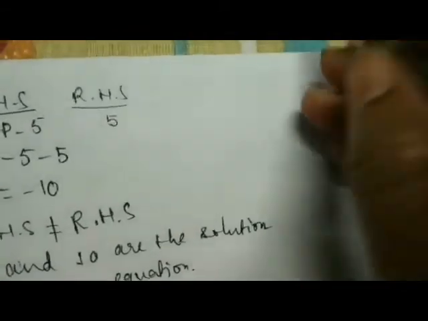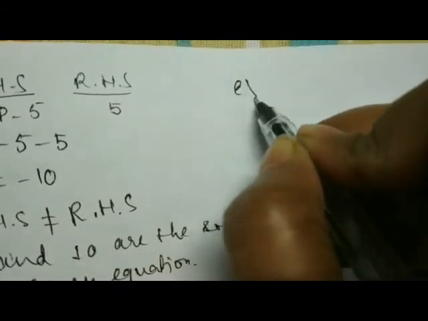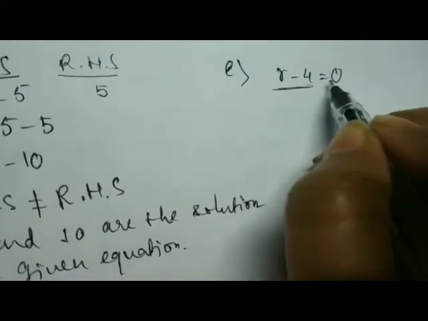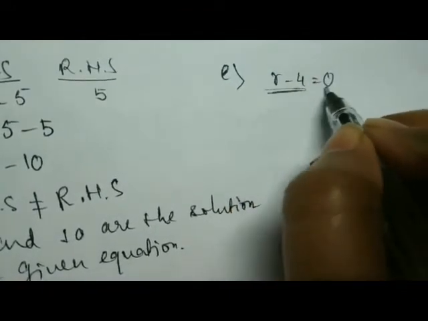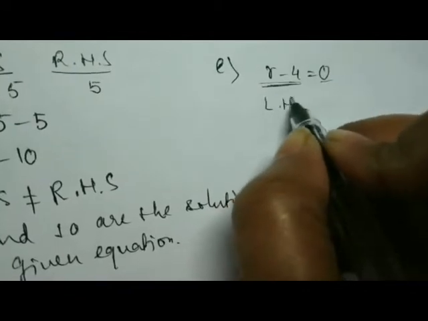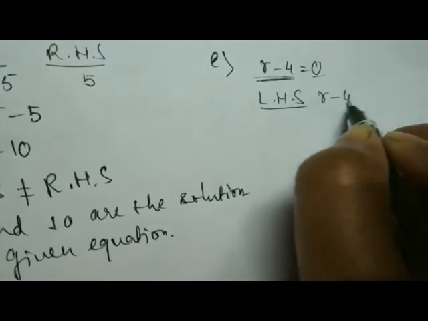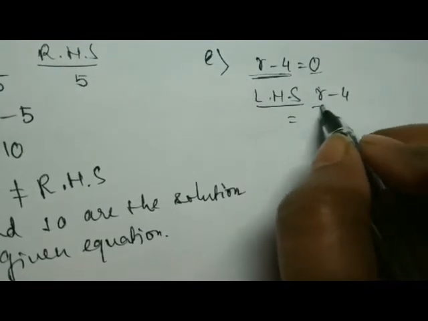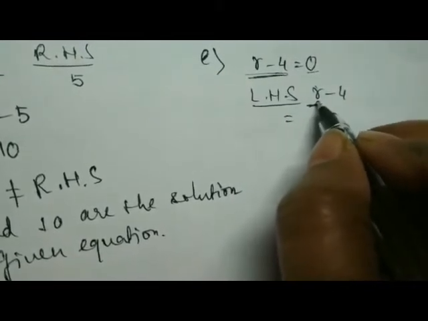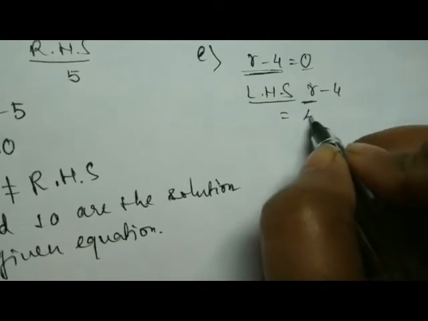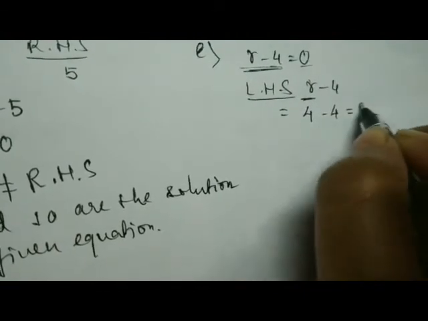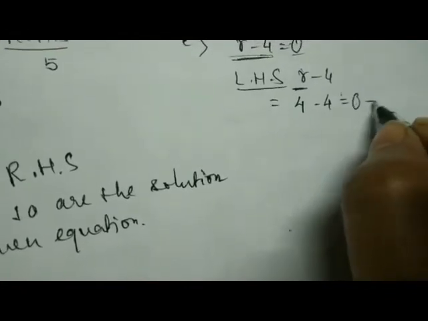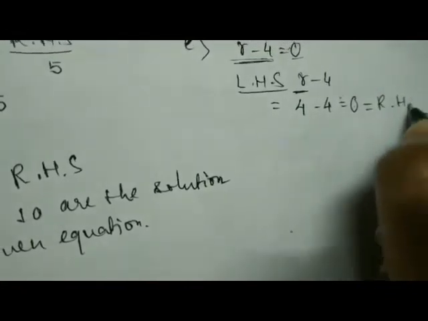Now in the E part we have r minus 4 is equals to 0. This is the left hand side, and this is the right hand side. So on the left hand side we write r minus 4, and in the first option we have 4 in place of r, because r is the variable and the value of the variable is given in the bracket. So we'll write 4. 4 minus 4 is 0, which is equal to the right hand side.